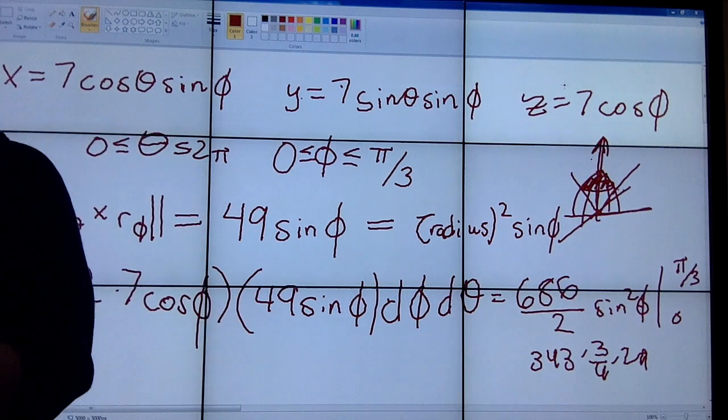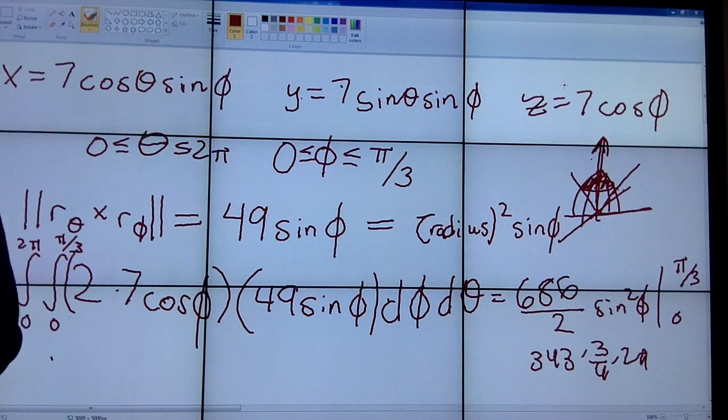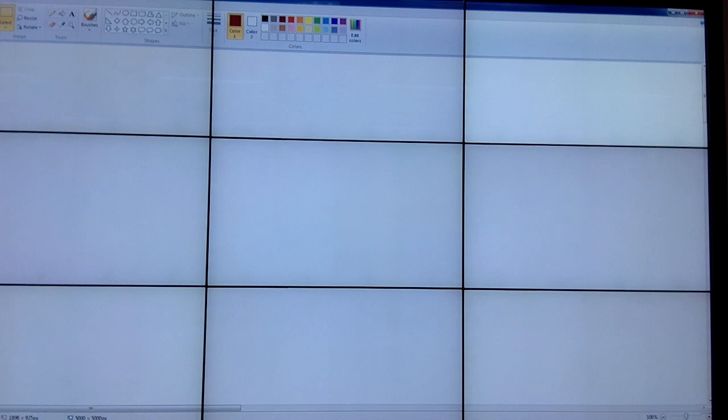Problem 11. Find the area of the cone. I obviously didn't leave enough room, but what would you do? Oh, area of the cone. Never mind, so we have to change this all up again. Let's erase this. We want to find the area of the cone.